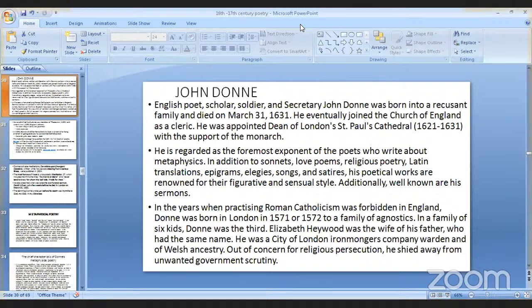Okay. And let us quickly look into his biography. He's a poet, scholar, soldier, and secretary. John Donne was born into a recusant family and died on March 31st, 1631. He joined the Church of England as a cleric and was appointed Dean of St. Paul's Cathedral, London, with the support of the monarch. He is regarded as the foremost exponent of the poets who write about metaphysics. In addition to sonnets, love poems, religious poetry, Latin translations, epigrams, elegies, songs, and satires, his poetical works are renowned for their figurative and sensual style.